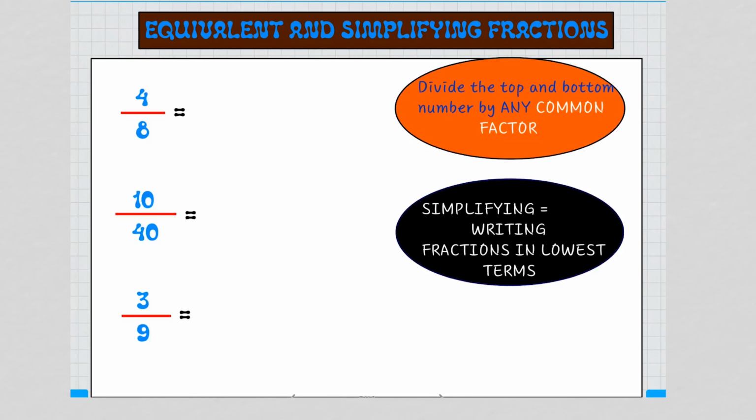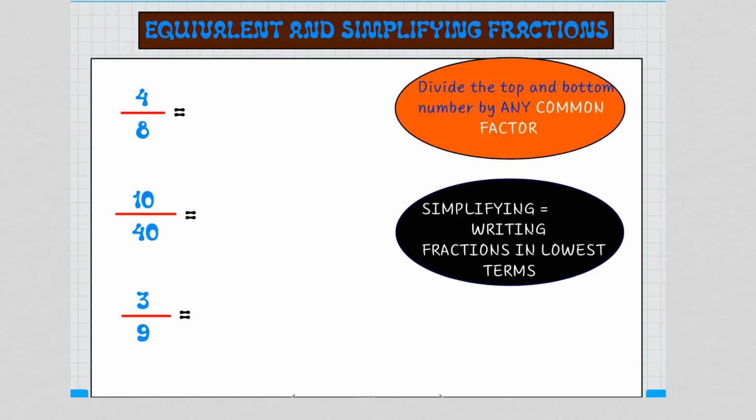So the next topic in fractions is equivalent and simplifying fractions. First I will start with simplifying fractions. Simplifying a fraction basically means writing an equivalent fraction using the smallest possible numbers. We also call it writing a fraction in lowest terms. So how do we simplify a fraction?